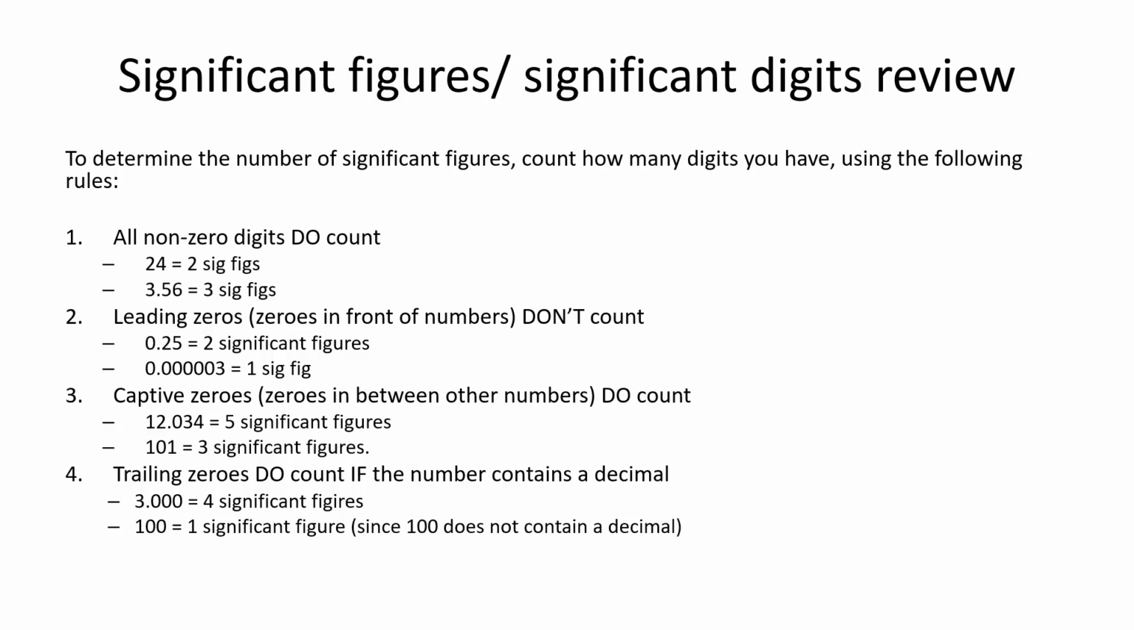All right, so in order to determine how many significant figures you have, make sure that you use the rules that we covered in Lecture 5. Basically, all non-zero digits do count toward the number of significant figures. Leading zeros, or zeros in front of the decimal, do not count. And notice these zeros in front of 0.000003 also do not count. Captive zeros, which are zeros between numbers, do count. And trailing zeros count if the number contains a decimal.